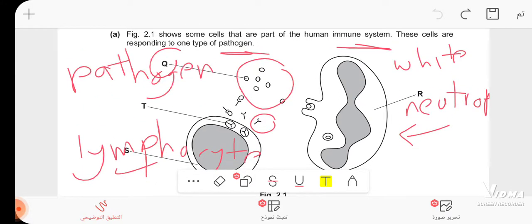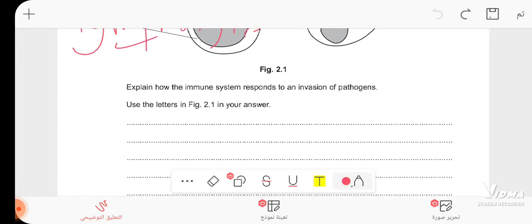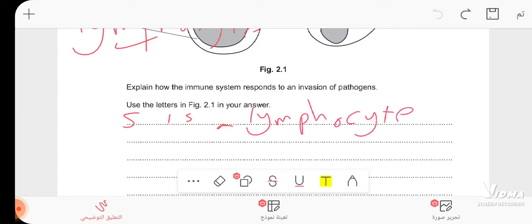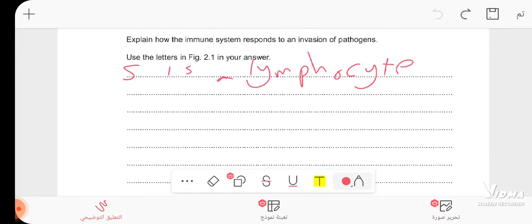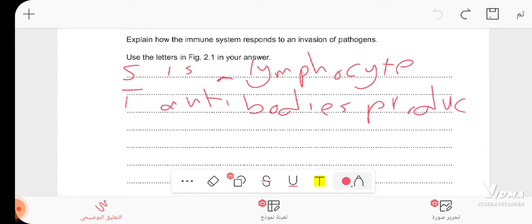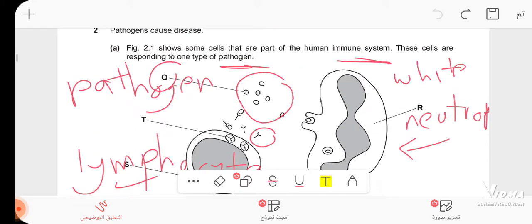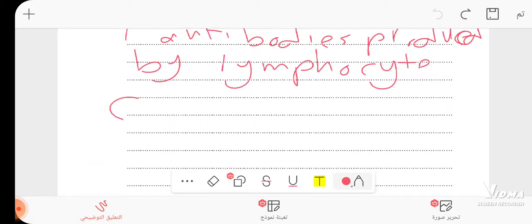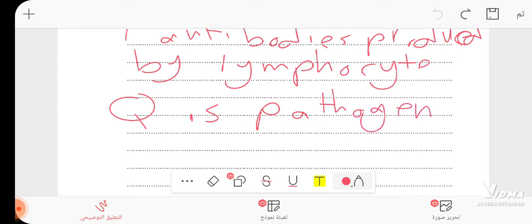So now you understand what those shapes are. Firstly, we have to say S is a lymphocyte. T, define them. S is a lymphocyte. And T, antibodies. T antibodies produced by what? Produced by lymphocyte. Then let's move again. And the Q are pathogens. First, you have to define all those letters, okay? Q is pathogen or a foreign substance according to the question.